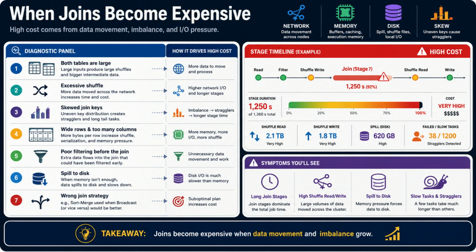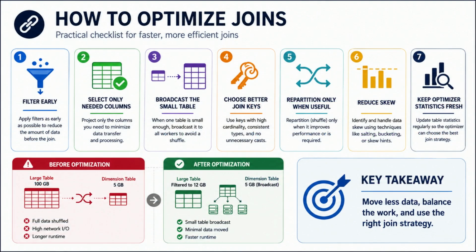If memory is not enough, data spills to disk and the job slows down even more. A wrong join strategy can also increase cost. The symptoms are clear: long join stages, high shuffle read and write, disk spill, slow tasks, and high cost. To optimize joins, focus on moving less data, balancing the work, and choosing the right strategy.